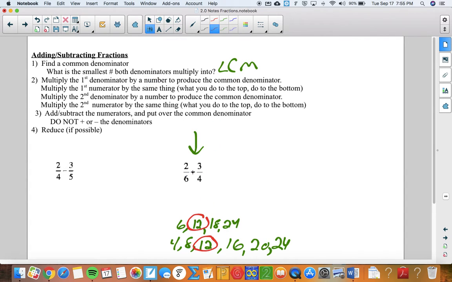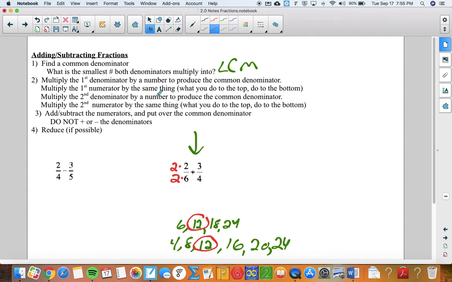So multiply the first denominator by the number to produce the common denominator. What do I take 6 times to get 12? 2. Multiply the first numerator, or top number, by the same thing, because there's a rule with a fraction that what you do to the top, you have to do to the bottom. Or vice versa. What you do to the bottom, you have to do to the top.